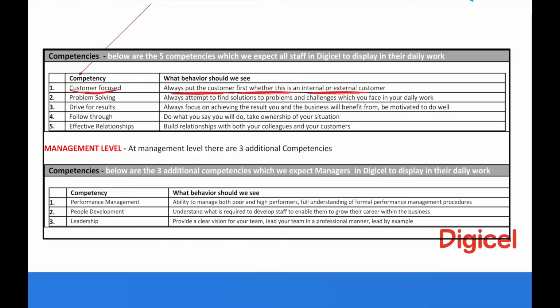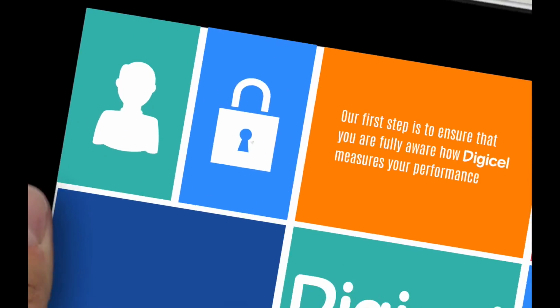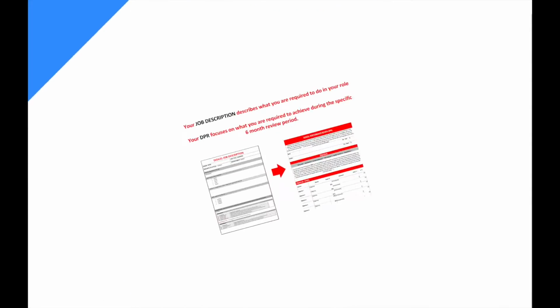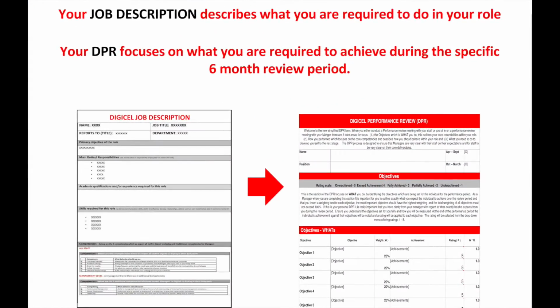Every job description for our staff in Digicel includes a competency section which includes 5 competencies for all staff and an additional 3 for staff at management level. Your job description describes what you are required to do in your role, whereas your DPR focuses on what you are required to achieve, or in other words, your objectives during the specific 6 months review period.